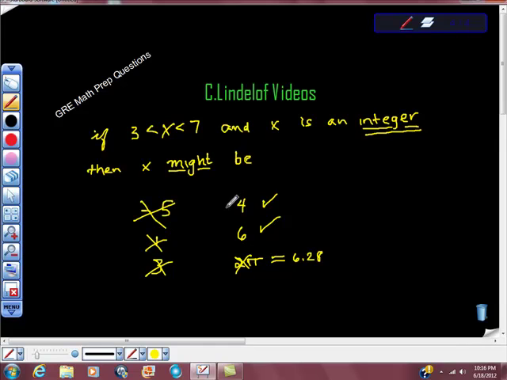So the possible answers are x could equal 4 or x could equal 6. And those are the only 2 possible answers, guys. So you have to be careful.